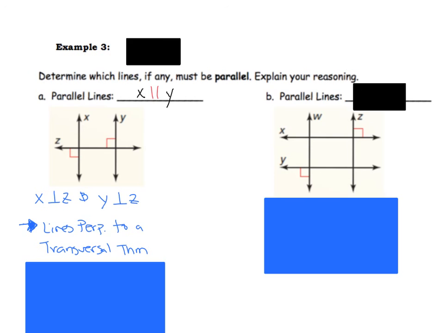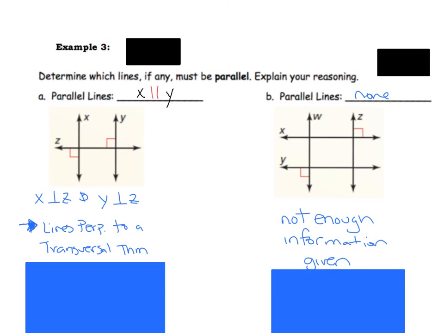All right, let's look at the next one, B. I can see here that they've given me that line Y is perpendicular to W and that line X is perpendicular to Z. That's all I really can go off of, and they don't share anything like they did here. So therefore, in this situation, I'm going to say we can't prove that there are any parallel lines because there's not enough information given.